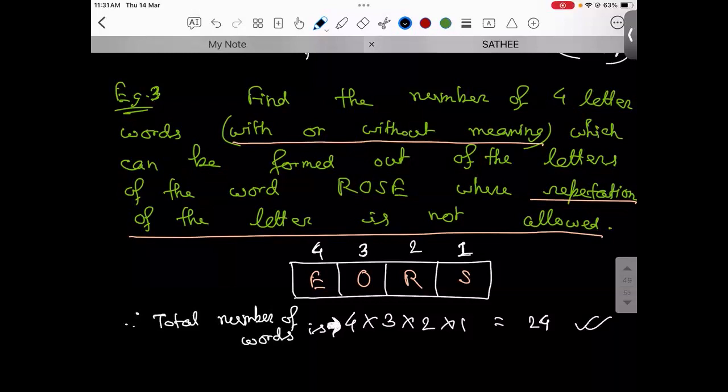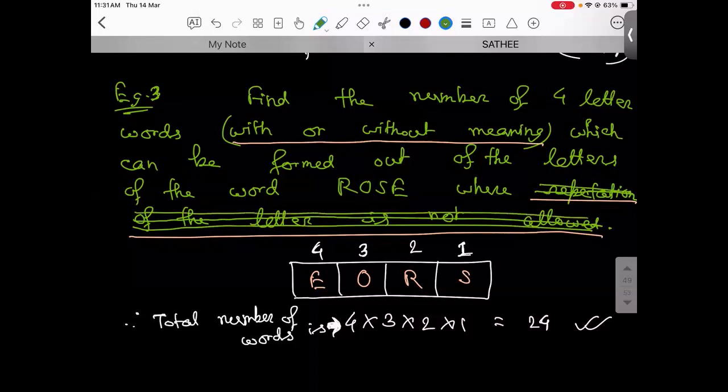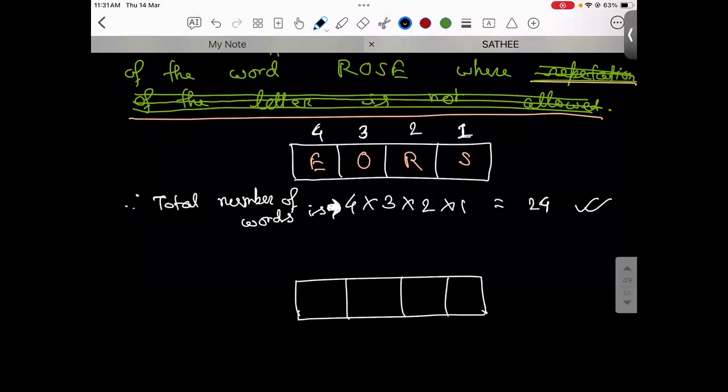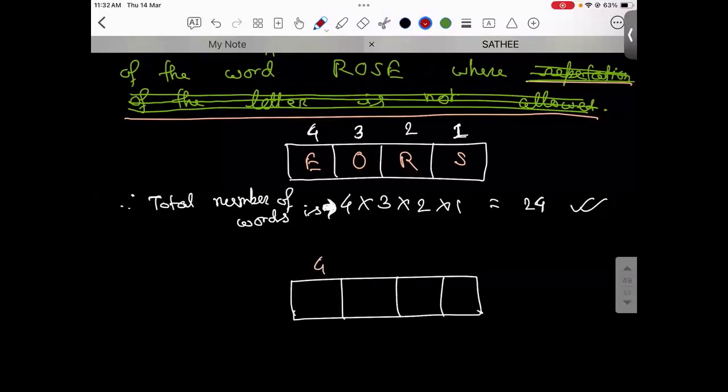Now, if I remove this part from this example, like I have just cut it here, repetition of the letter is not allowed. I am removing this extra condition. What I will get? Here you can understand that repetition is not allowed in the first case, but here repetition is allowed. So for the first place, I have four choices: R, O, S, E. I can use any of the letters. So I have four choices.